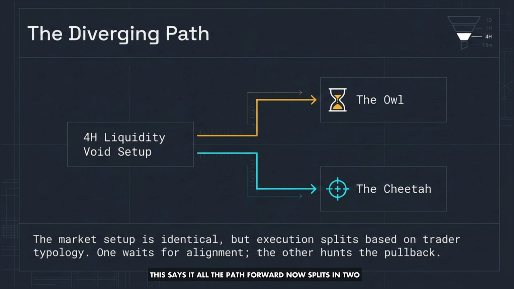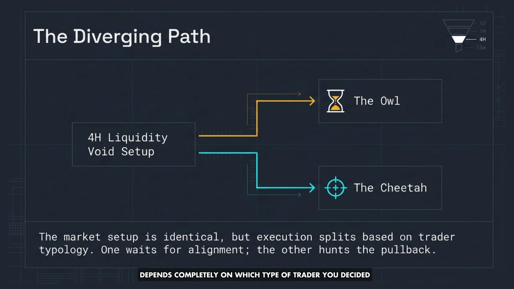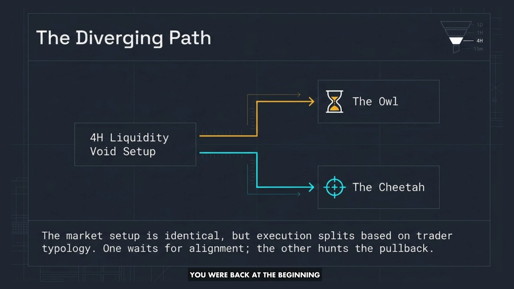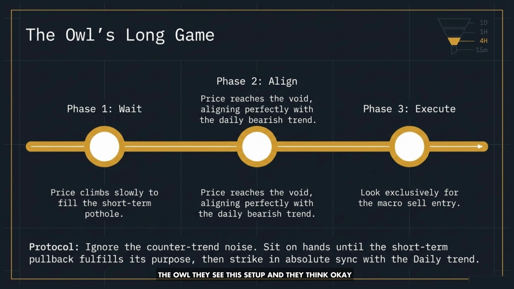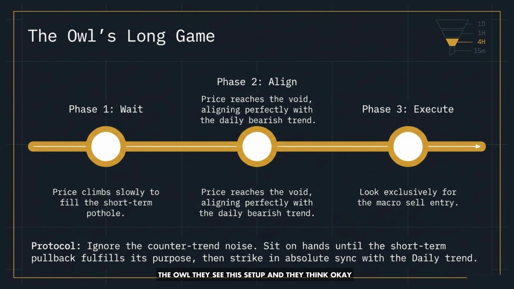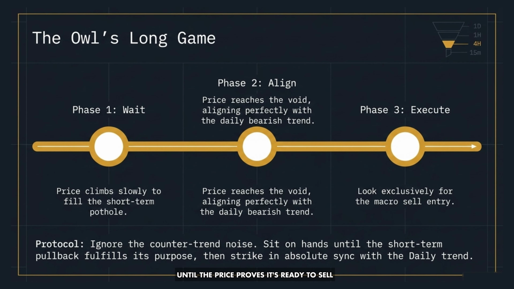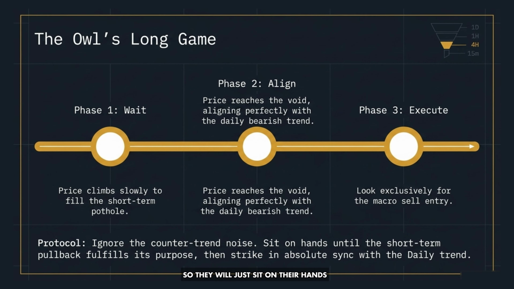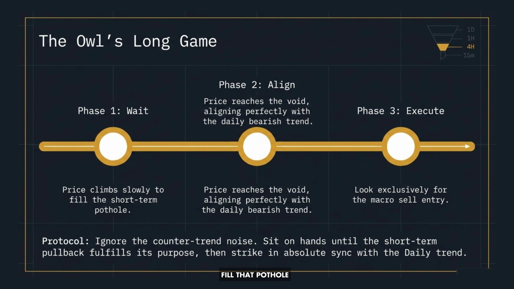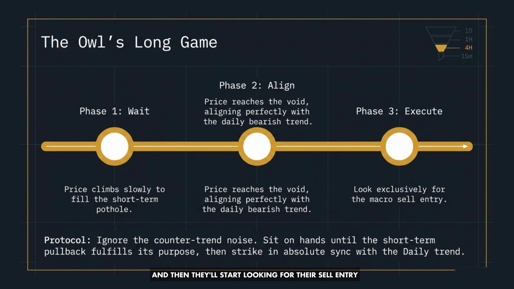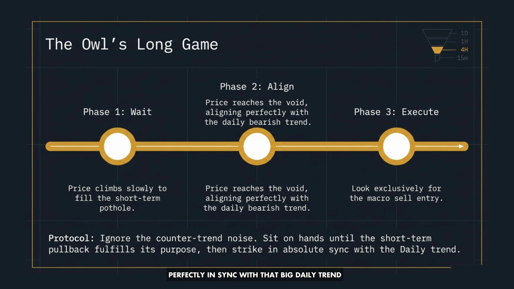The path forward now splits in two, and what you do next depends completely on which type of trader you decided you were back at the beginning. So let's look at the conservative trader, the owl. They see this setup and they think, okay, my big picture view is bearish. I'm not touching anything until the price proves it's ready to sell. So they will just sit on their hands and patiently wait for the price to climb up, fill that pothole, and then they'll start looking for their sell entry. They're playing the long game, perfectly in sync with that big daily trend.